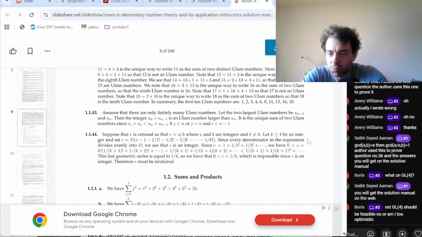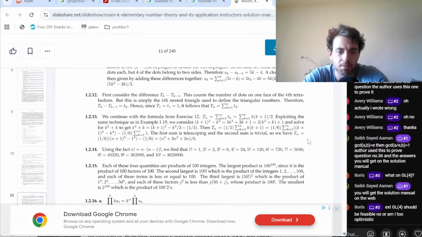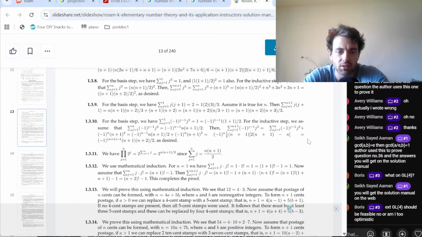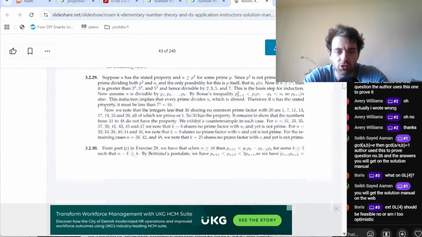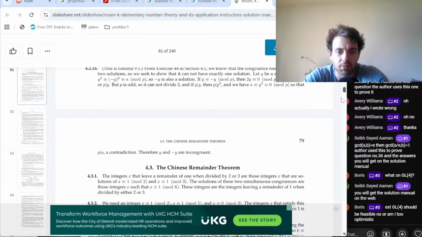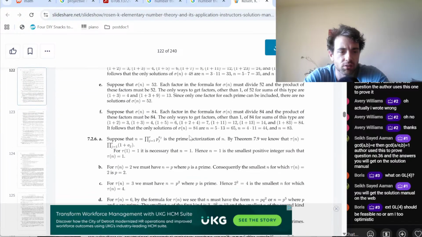GL4 should be feasible, or are you too optimistic? I don't know. The problem is, I mean, the Hecke algebra's got a lot of generators and relations, right? So let me just see if this is the right thing.